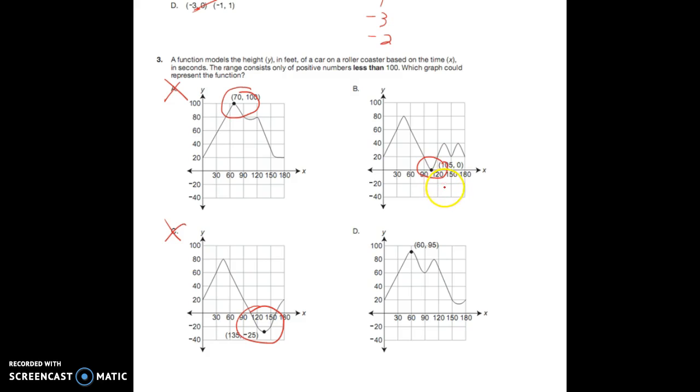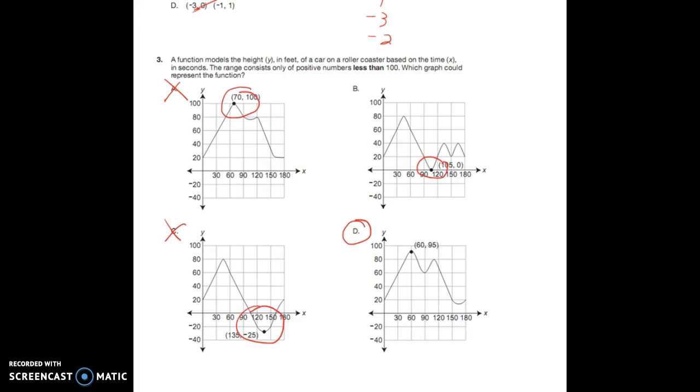Probably not. Usually we have to go up some steps to get on that roller coaster. That roller coaster is not going to be right on the ground, especially in the middle of the ride. So for me, the D is the correct answer. So it's between 0 and 100, only positive values in the range. Any questions on that one? I hope your roller coasters don't go below the ground like C does.